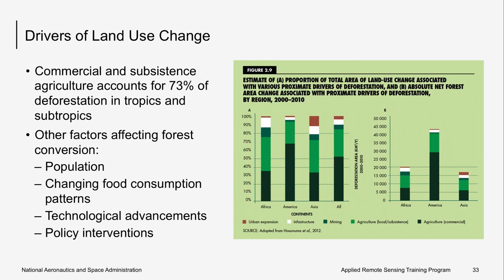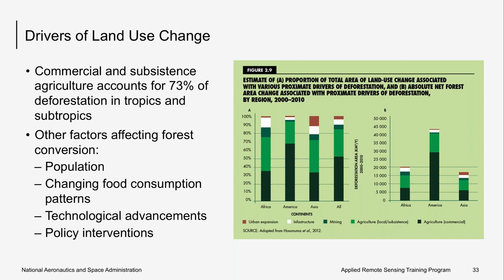This figure shows the proportion of total land use change associated with drivers of change on the left, and the net forest area loss associated with those percentages on the right. Large-scale commercial agriculture accounts for over 70% of deforestation in the tropics and subtropics.